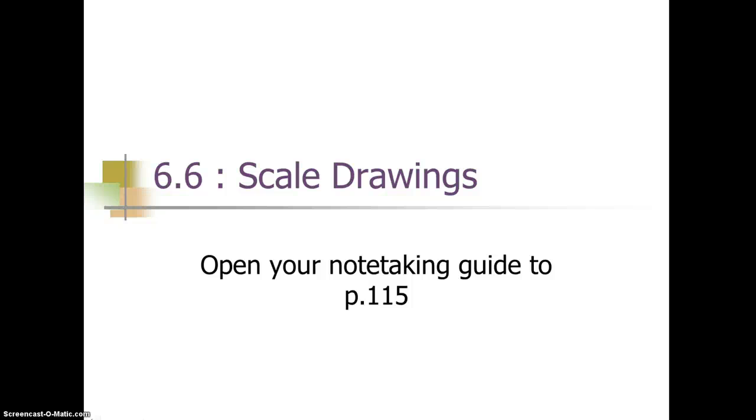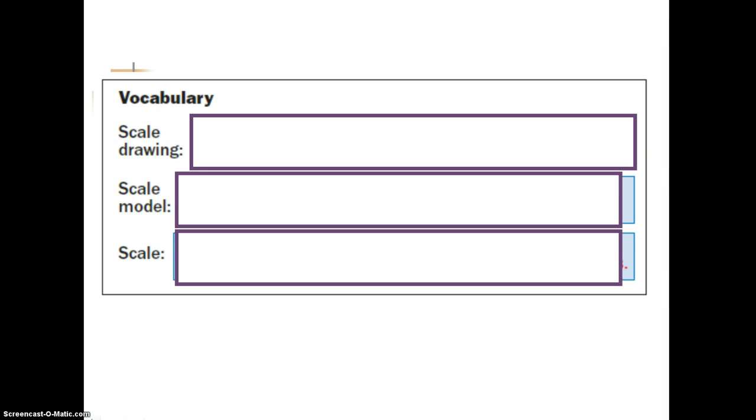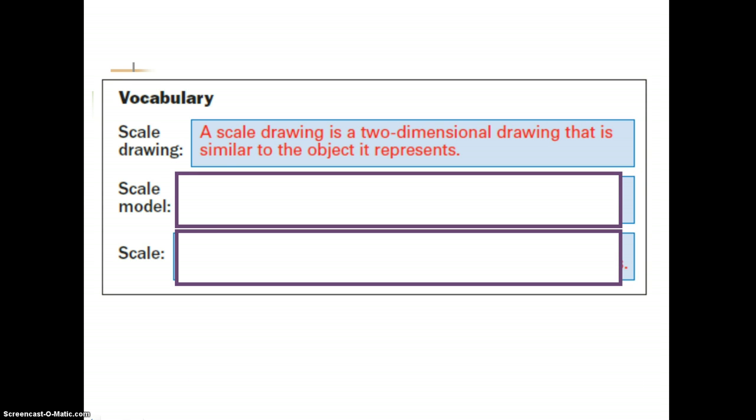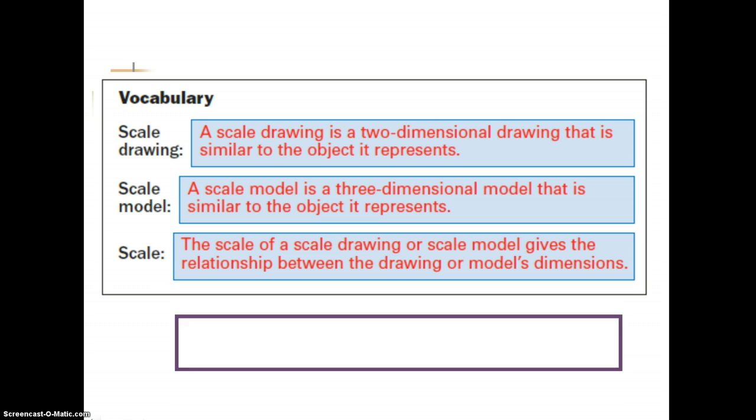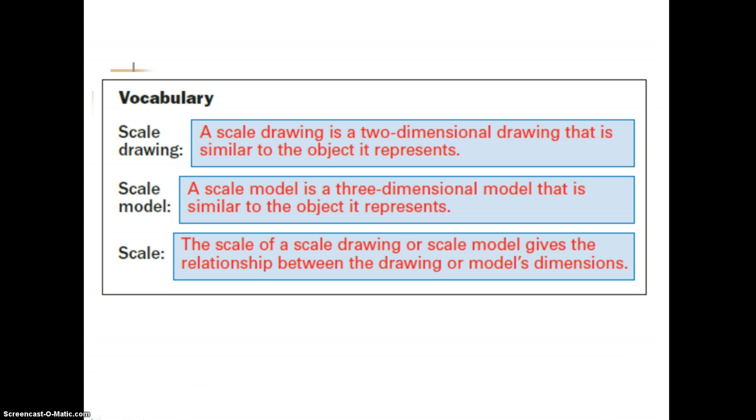Lesson 6.6, Scale Drawings. A scale drawing is a two-dimensional drawing that is similar to the object it represents. A scale model is a three-dimensional model that is similar to the object it represents. Remember, similar means the same shape, not the same size. Scale is the relationship between the drawing or model's dimensions. And you can start here where it says relationship between the drawing or model's dimensions.